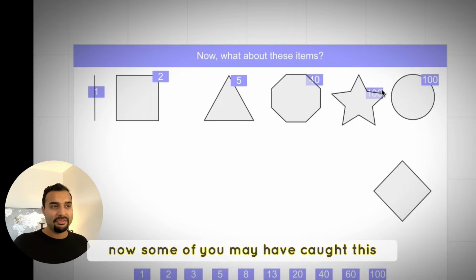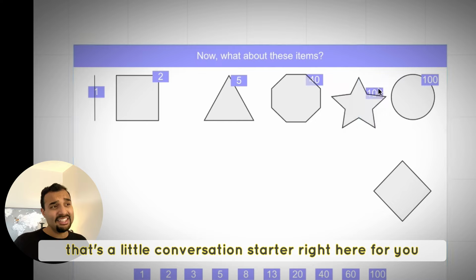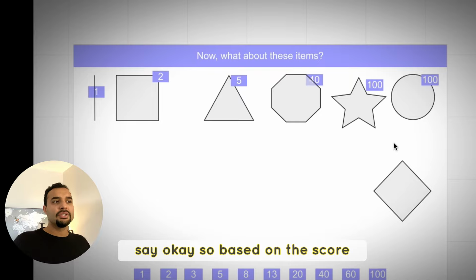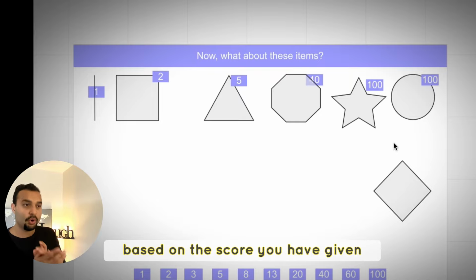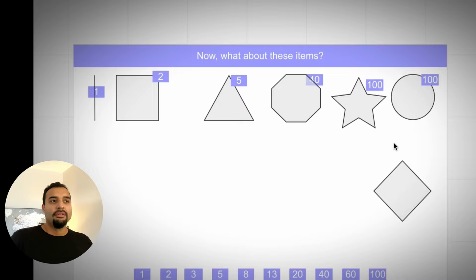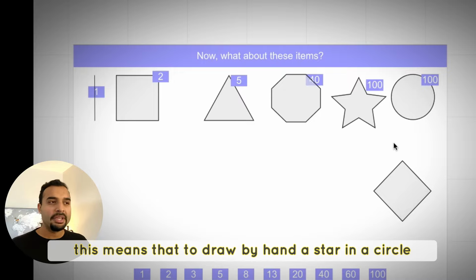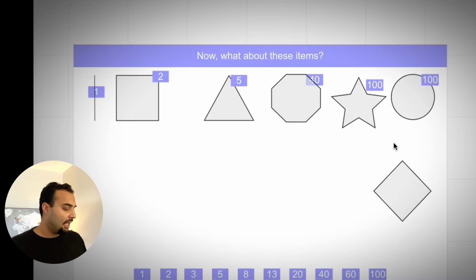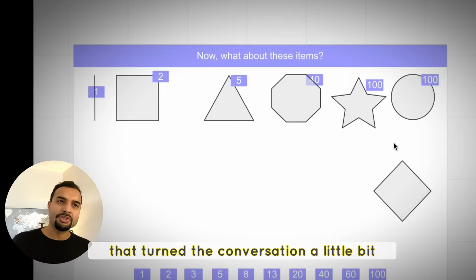Now, some of you may have caught this. That's a little conversation starter right here for you as someone teaching your team how to use story points. Say, okay, so based on the score you have given, this means that to draw by hand a star and a circle are about the same effort and complexity, and that turned the conversation a little bit.